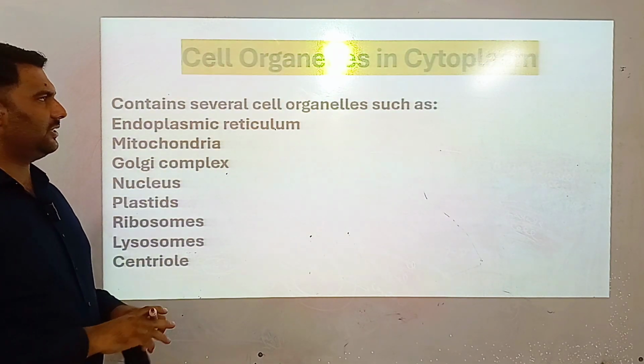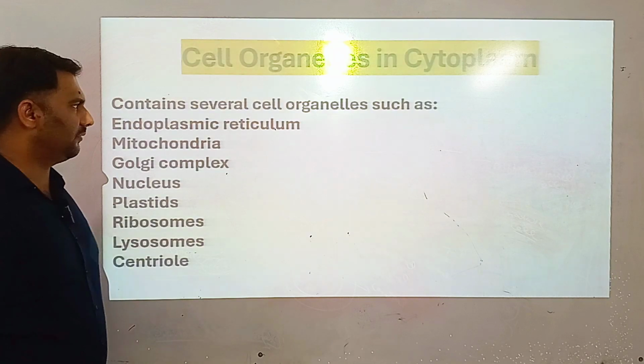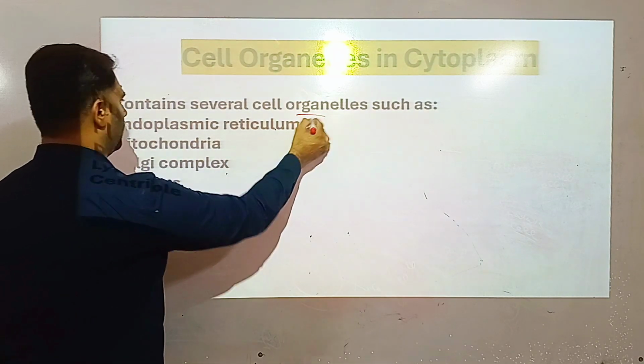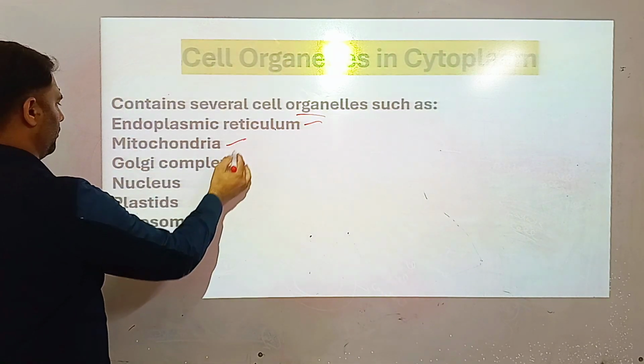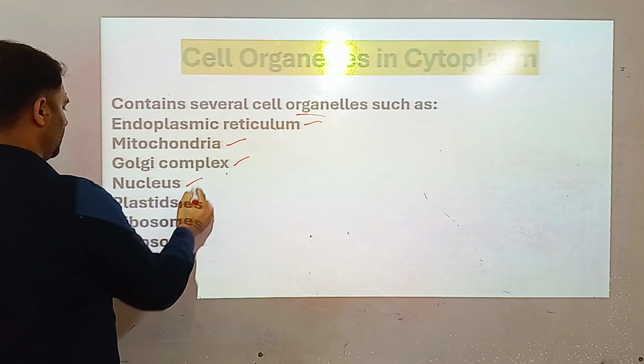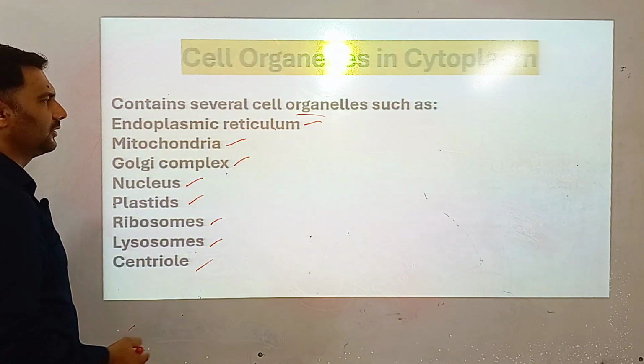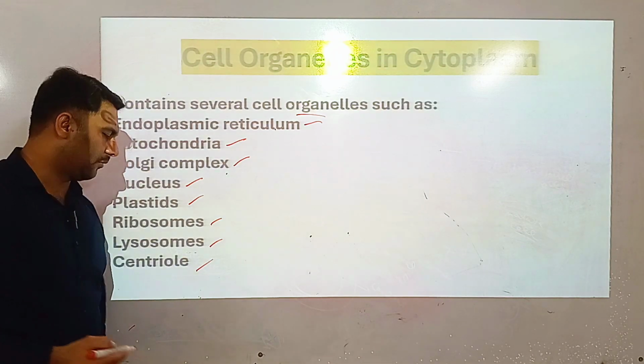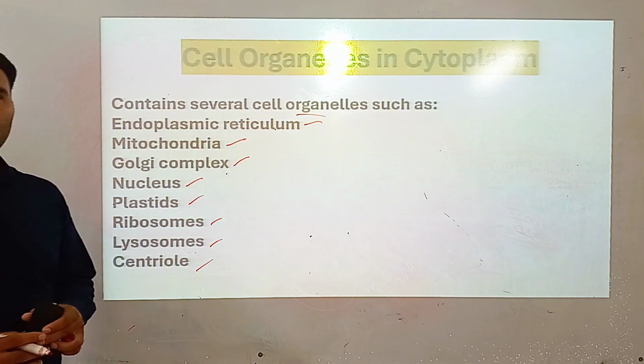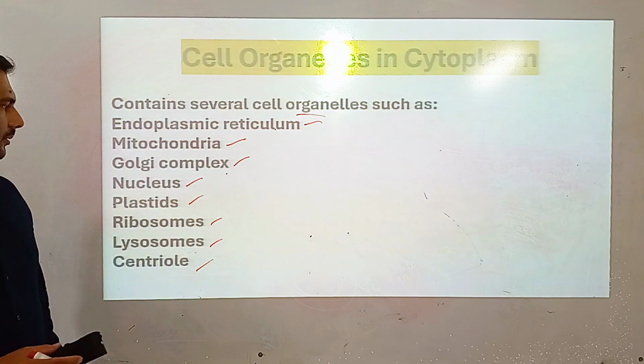The cell organelles in the cytoplasm: there are several cell organelles present, for example, endoplasmic reticulum, mitochondria, Golgi complex, nucleus, plastid, ribosome, lysosome, and centriole. These are all included in our MDCAT syllabus. We will discuss every organelle individually.